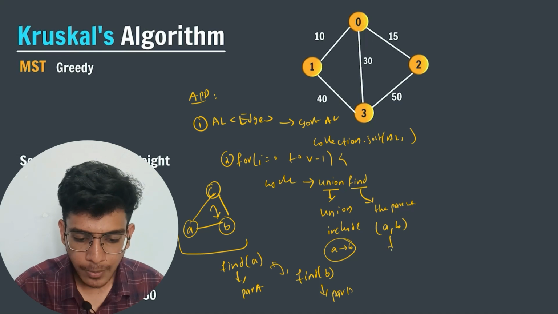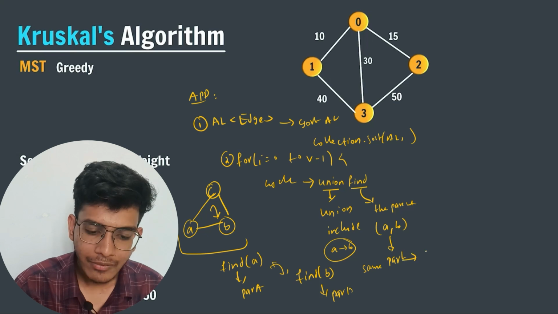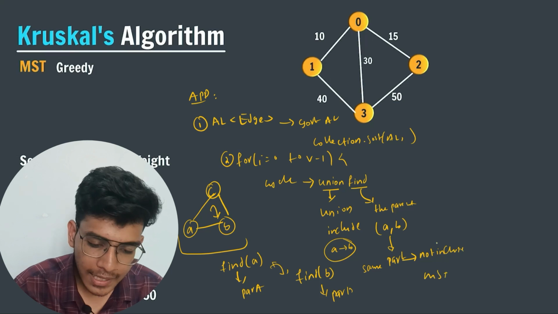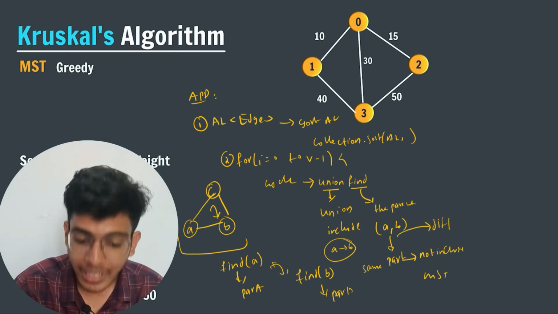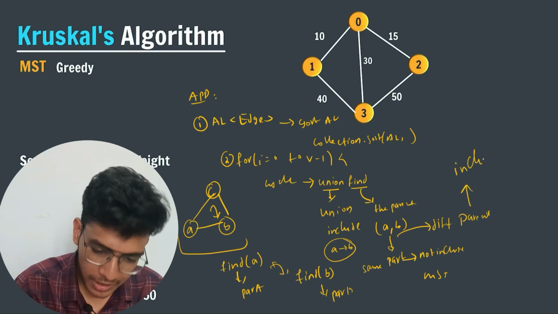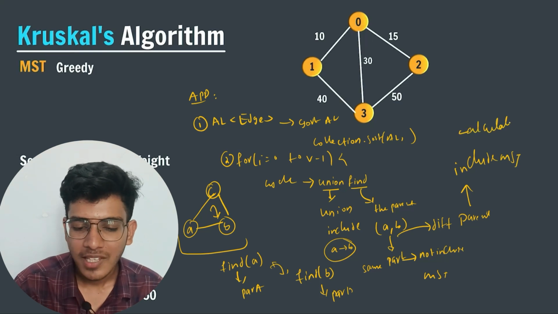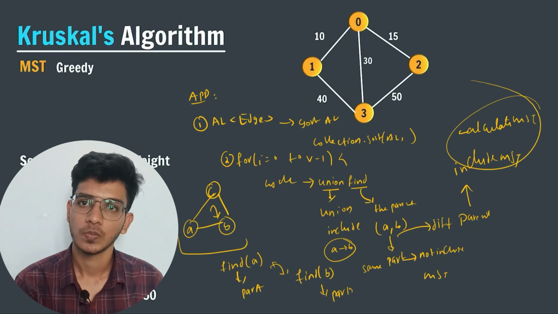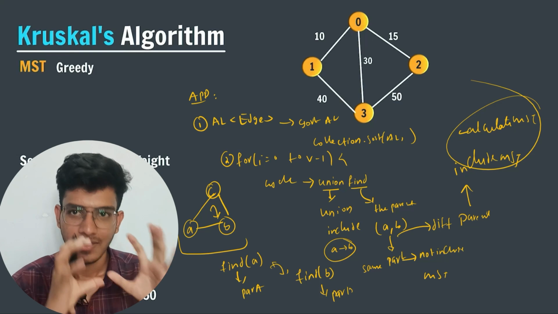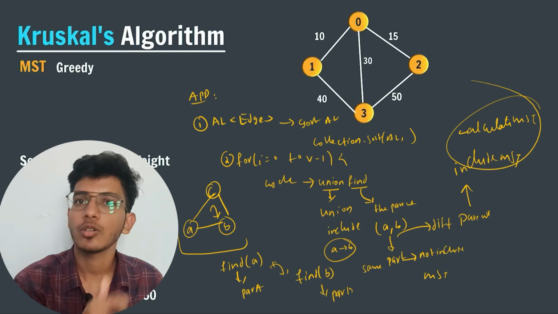So if A and B return the same parent, then I will not include that element in my MST. And if they have different parents, then and only then will I include that in my MST. I will calculate the cost of my MST like this. I hope you got the overall logic of this. Now this is the overall concept and approach of the question. Let us talk about the code. Let us try to code this.